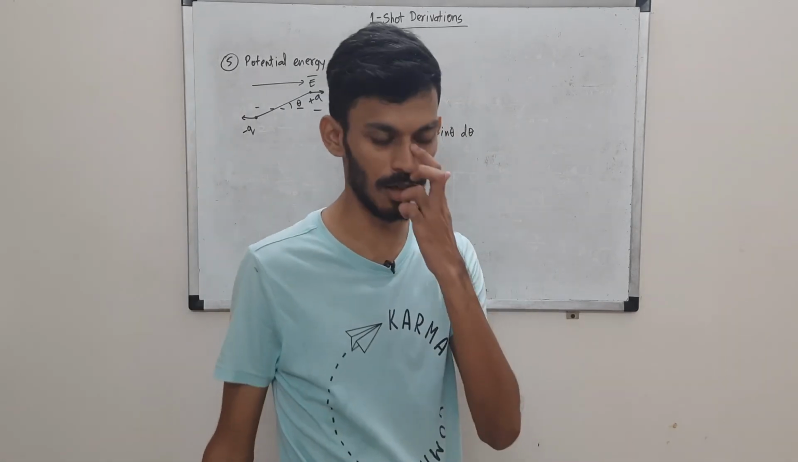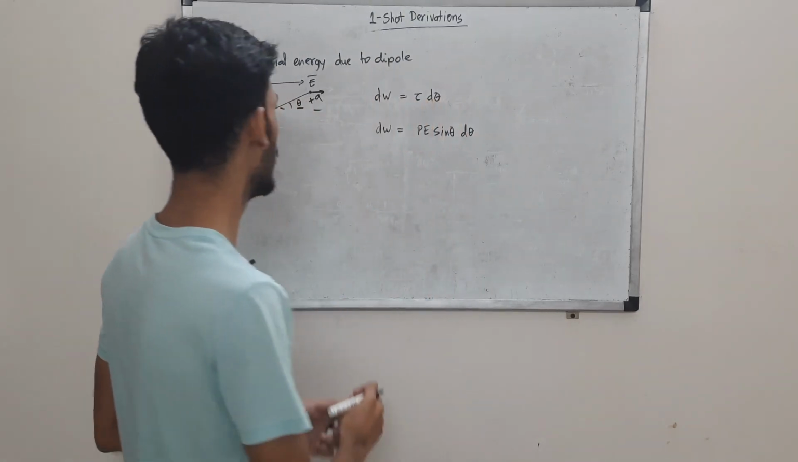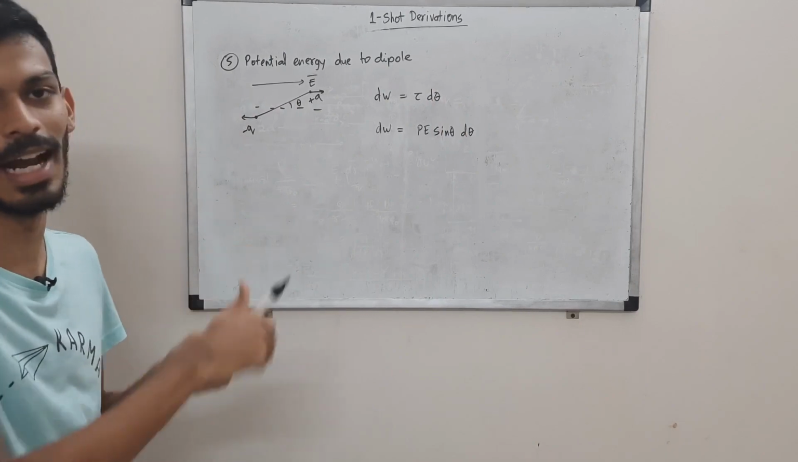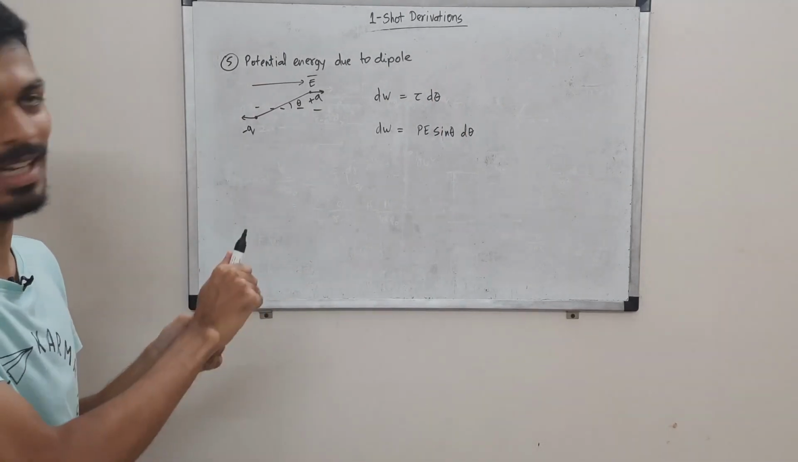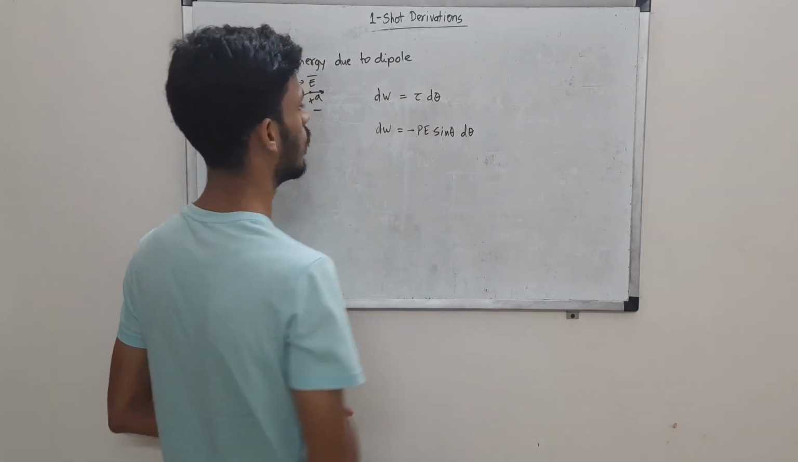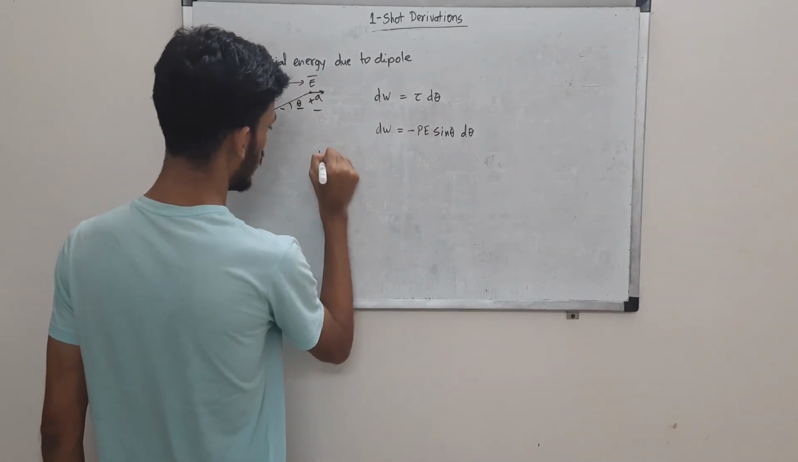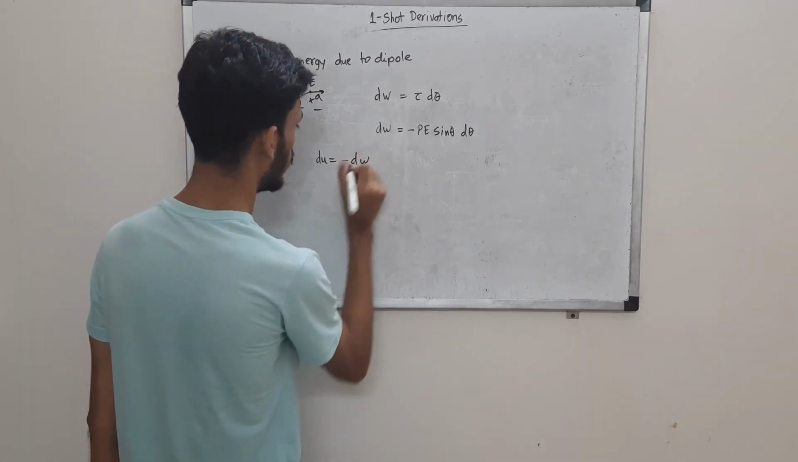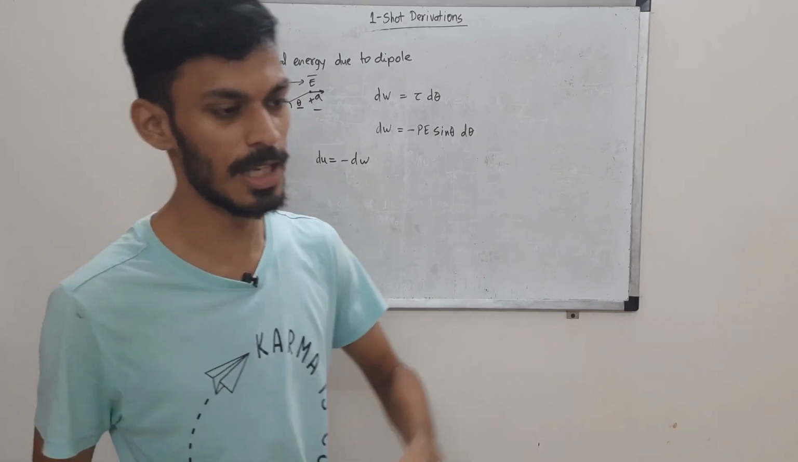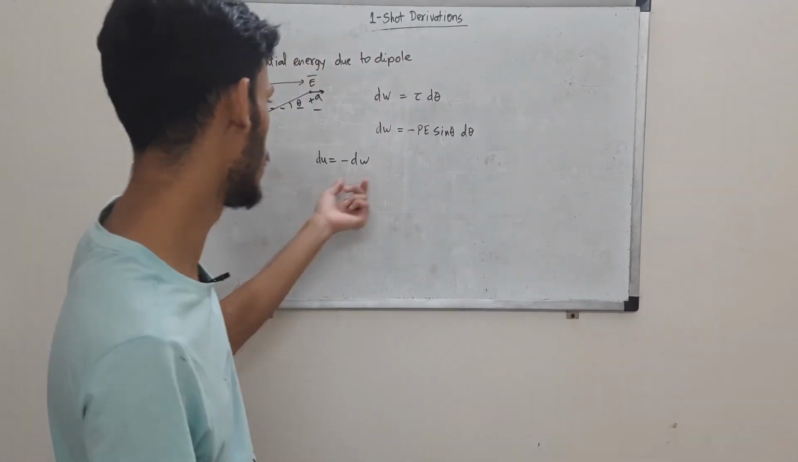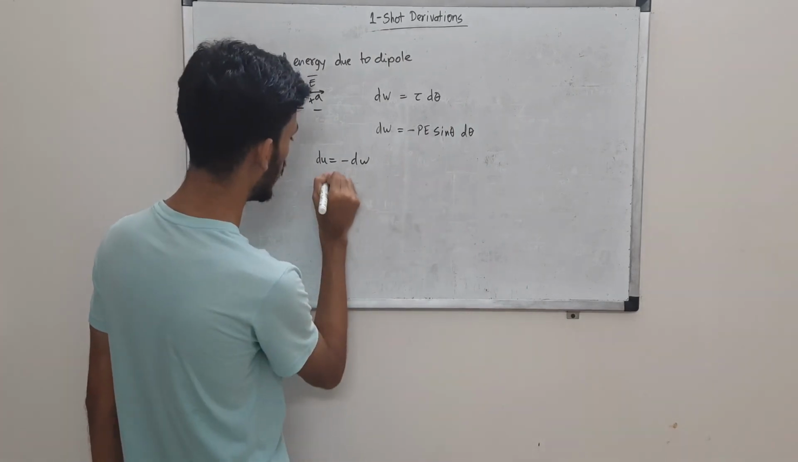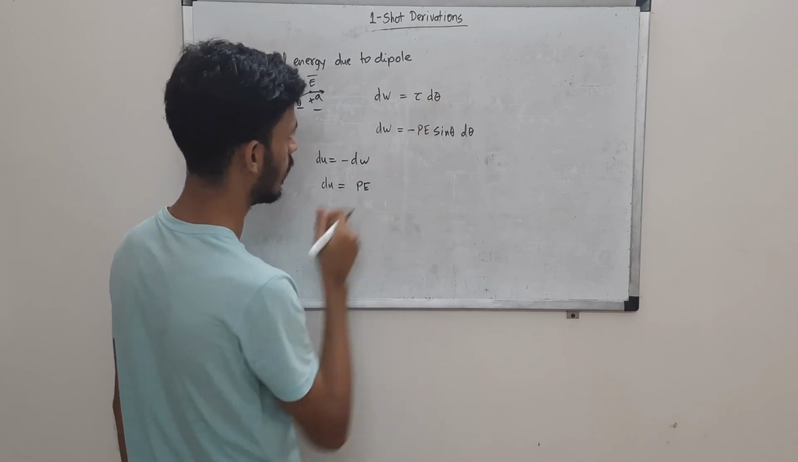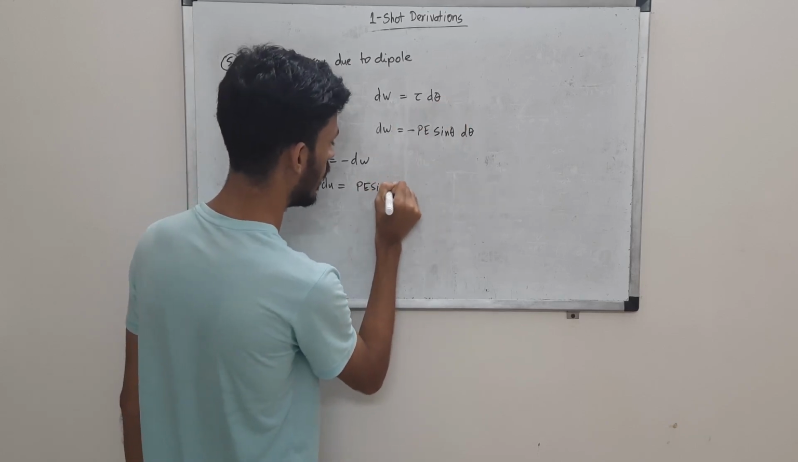If you see the torque that is due to the electric field, it will be restorative. It will be against the torque that you apply externally to rotate that dipole by angle d theta. So we'll use a negative sign over here, and we know that the change in potential energy is the negative of the work done. So the small change in potential energy for d theta displacement will be P E sin theta d theta.